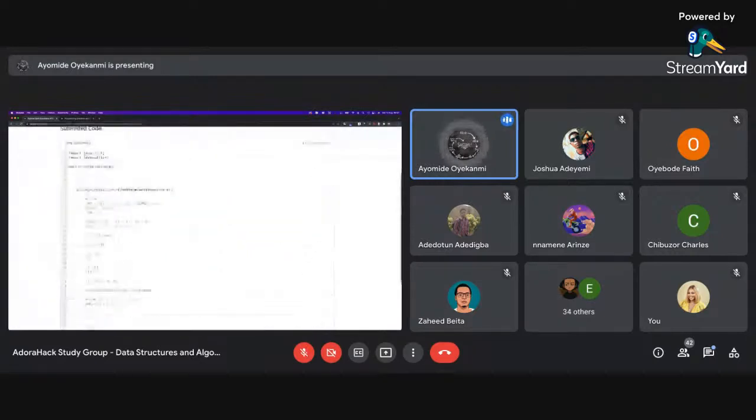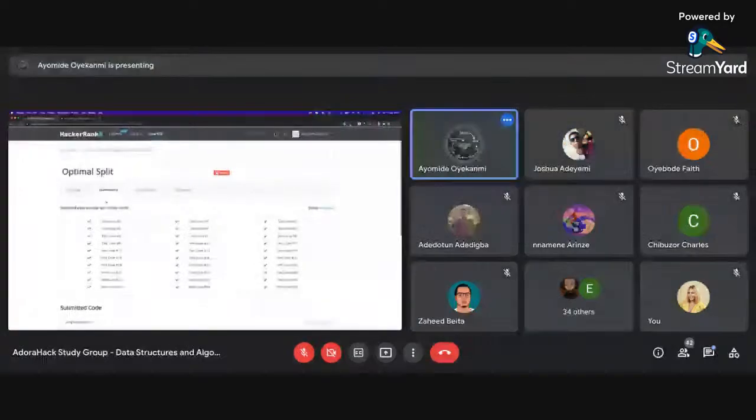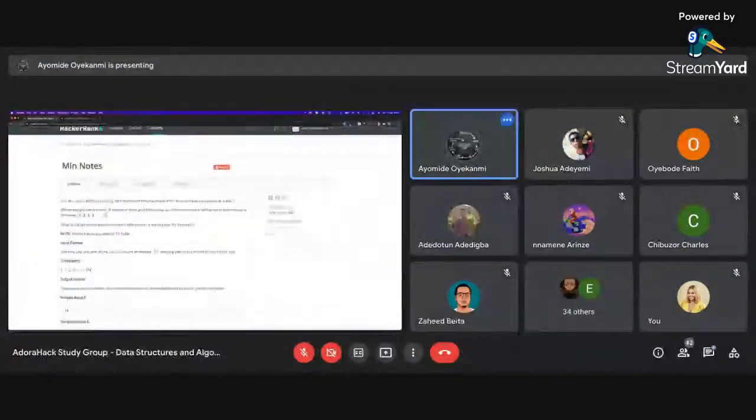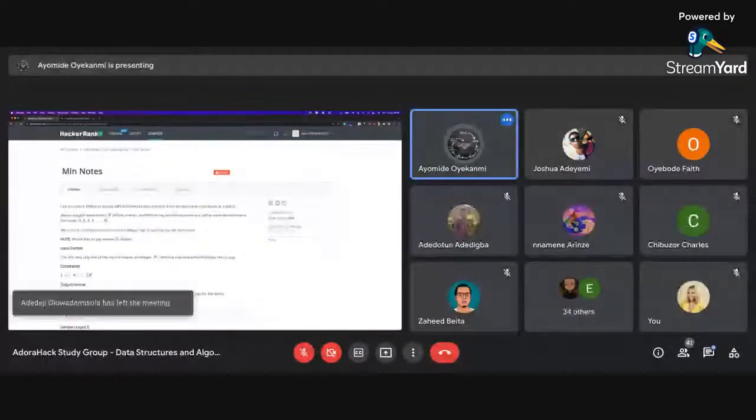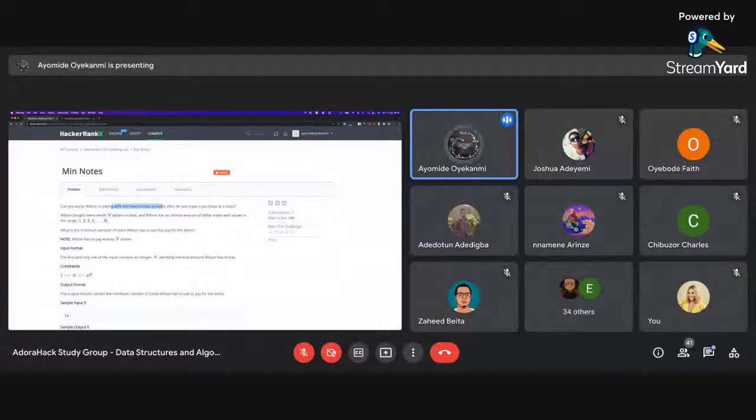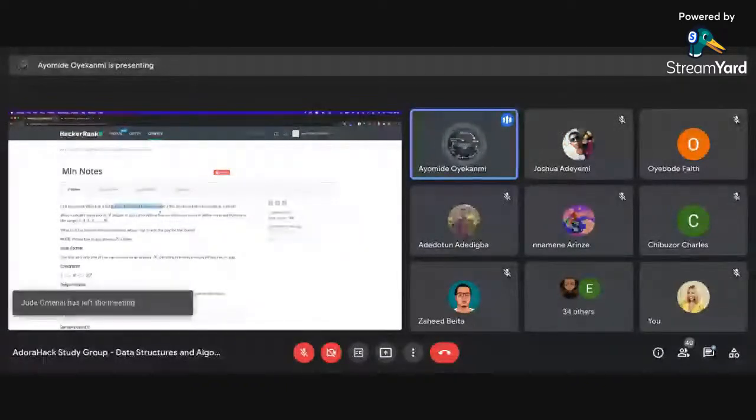So let's quickly go to the second problem, which is min notes. All right. So let's read this. Can you assist Wilson in paying with the fewest notes possible after he just made a purchase at a store? So again, we're seeing paying with the fewest notes possible. We're trying to minimize something. And so once you start seeing language like that, you know that this is leaning towards greedy, right?